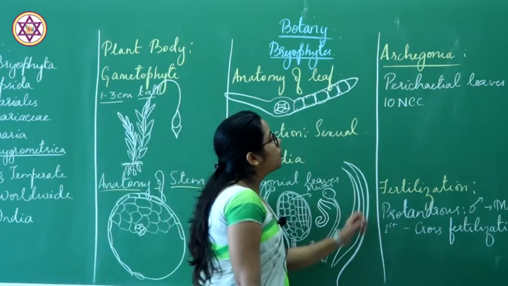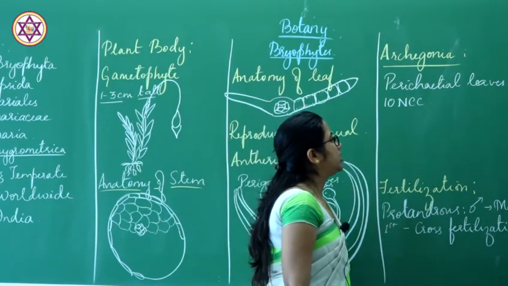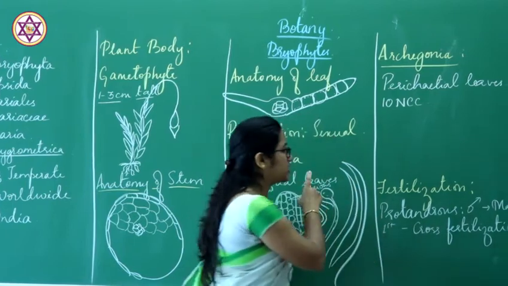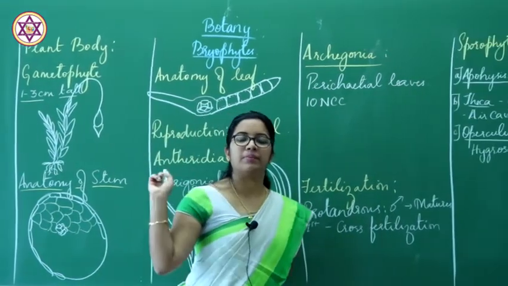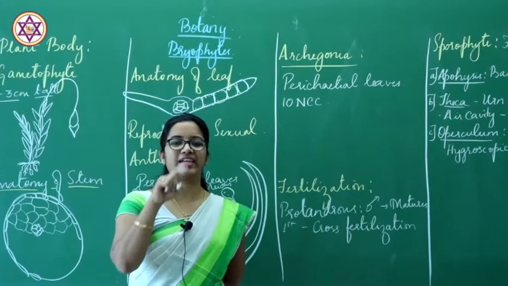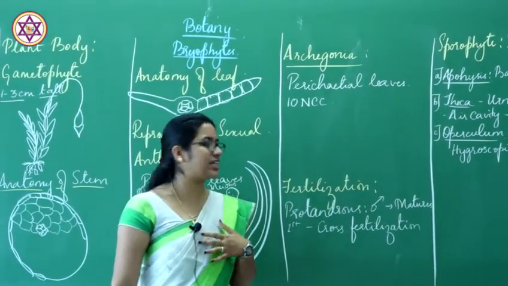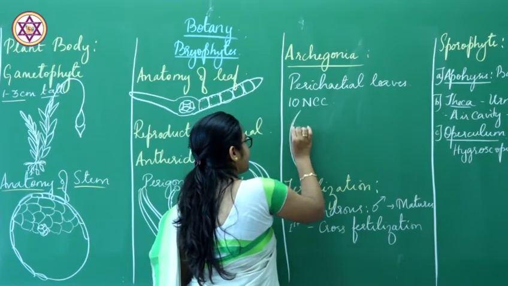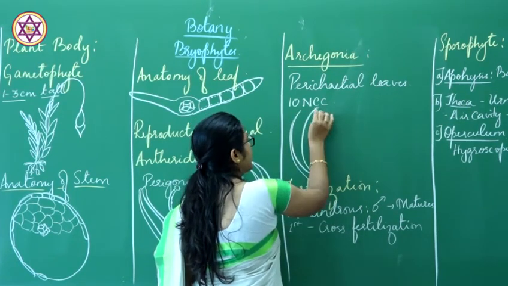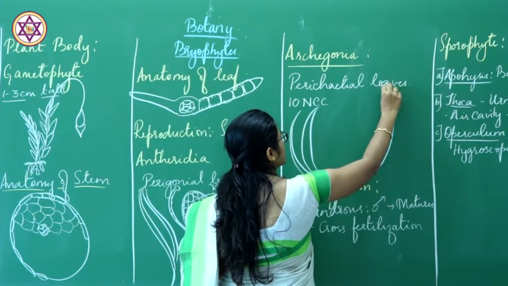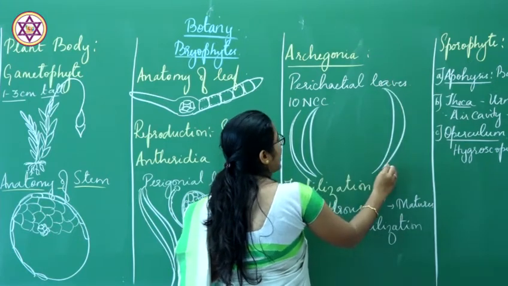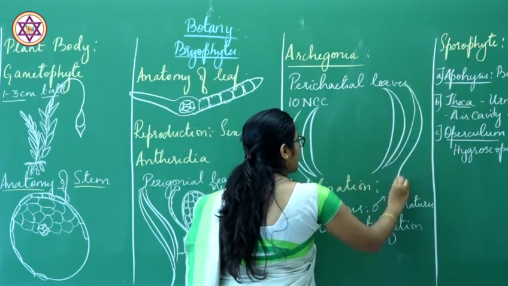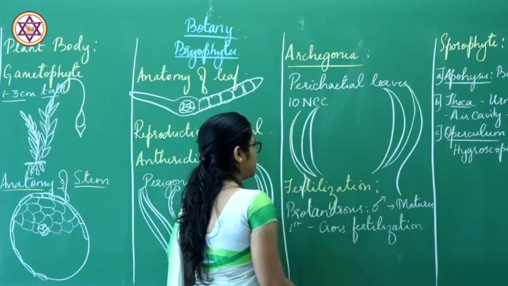Now, moving on to the archegonium, again they are present on the tip of the plant, wherein a plenty of cluster of leaves are present. So you will find them to have protective leaves around them. So they are called perichaetial leaves. Okay, so they are the perichaetial leaves.